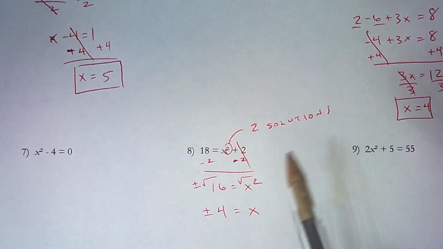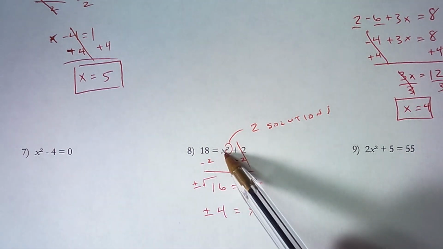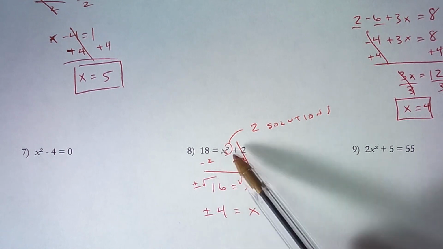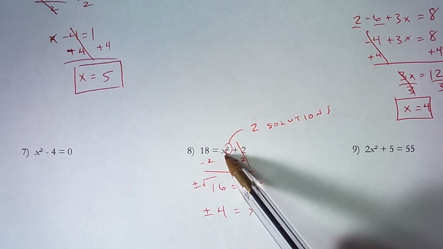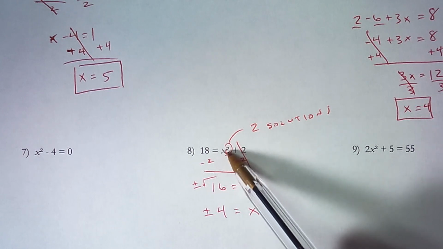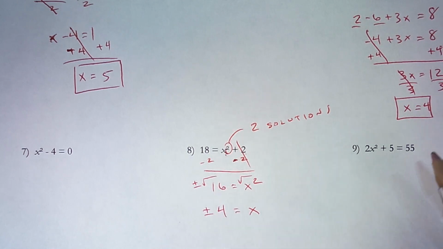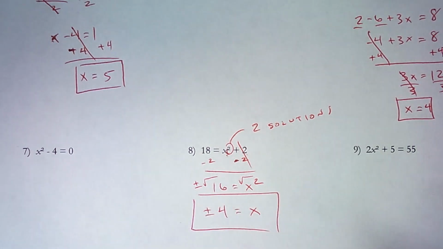And that is because if I put a 4 right here, I get 4 squared is 16, plus 2 is 18. If I put a -4 here, -4 squared is also positive 16, plus 2 is 18. So a positive 4 and a -4 both work as solutions.